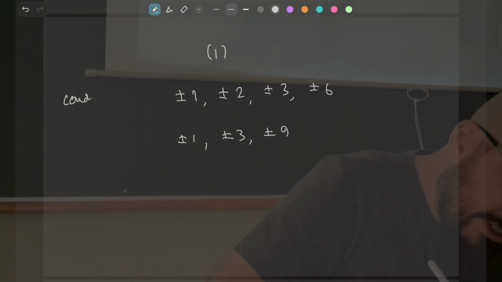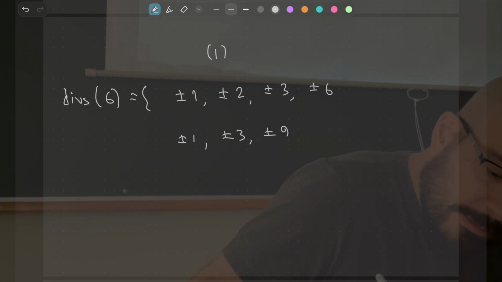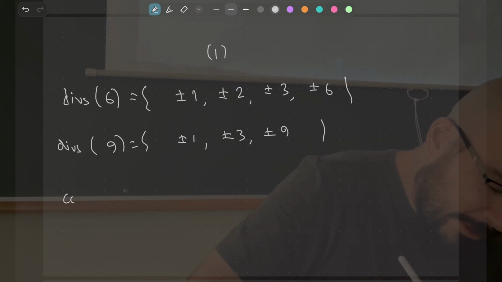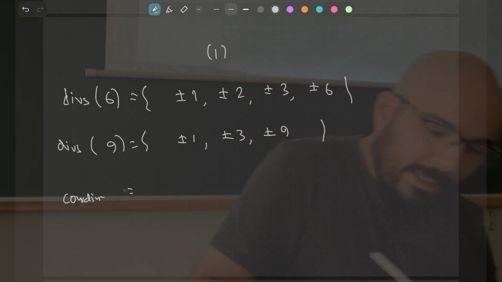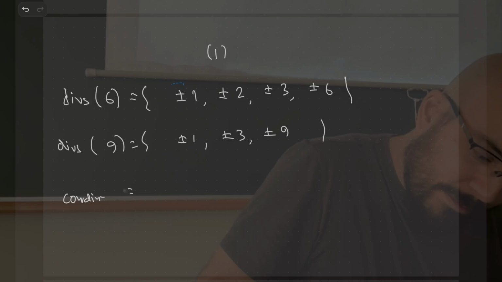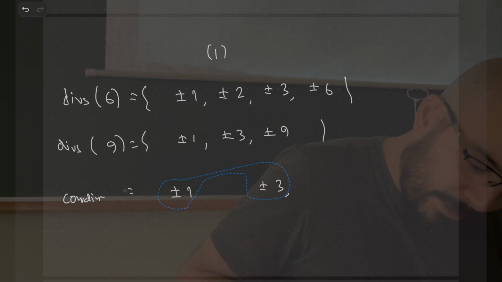I will write: these are the divisors of 6, and these are the divisors of 9. And when you want to say the common divisors, it's the union of these things. No, sorry, the common divisors, the intersection, right? But the intersection is these guys here. Am I right? I think so.